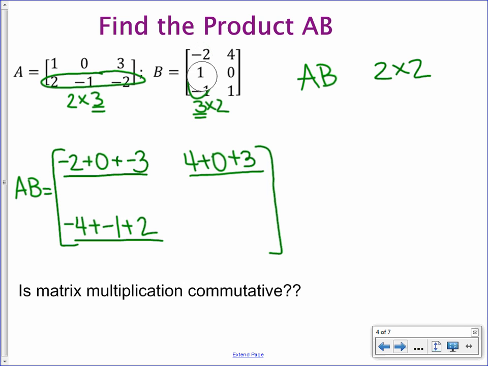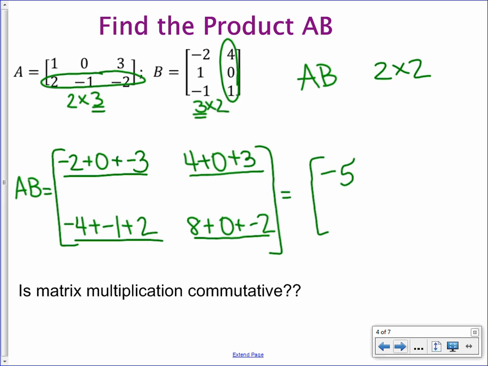Okay. And then finally, we're going to take the second row times the second column. So we're going to match these numbers up. 2 times 4, -1 times 0, and -2 times 1. Since we multiplied the second row times the second column, that is where that number goes. Second row, second column. Okay. So our 2 by 2 matrix is -5, 7, -3, and 6.